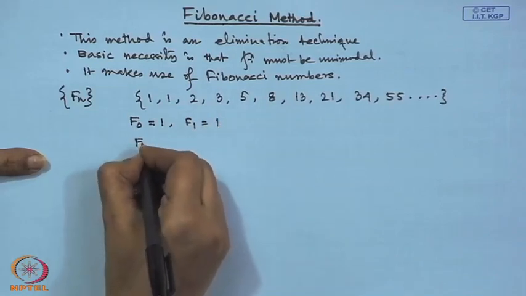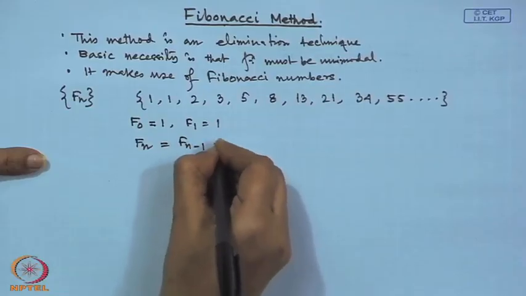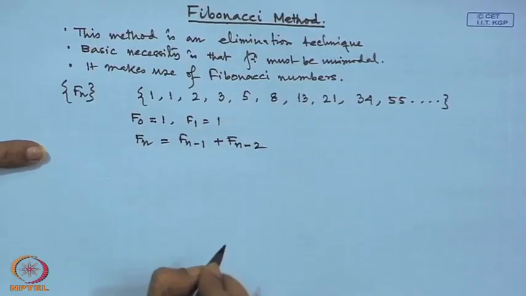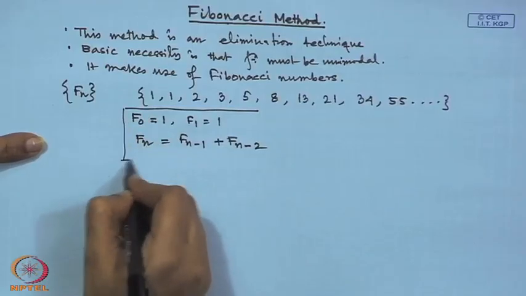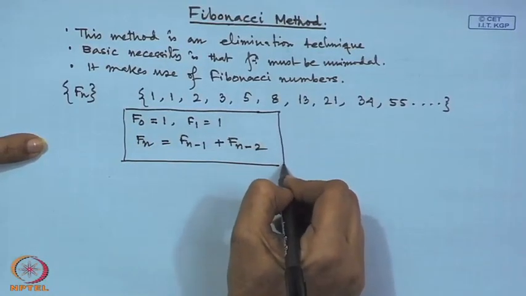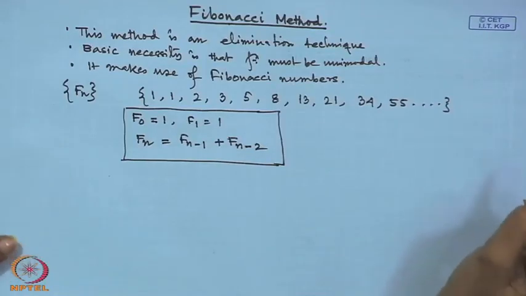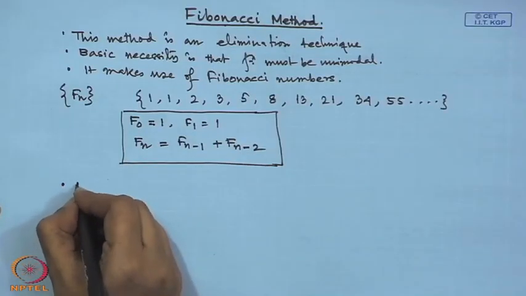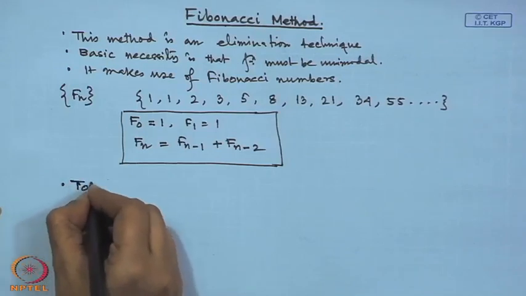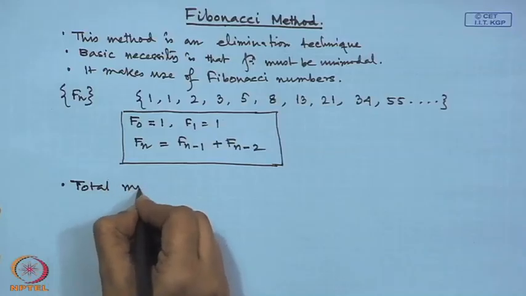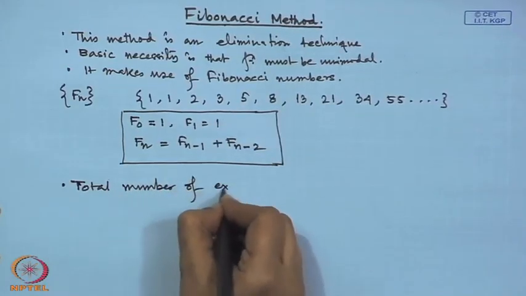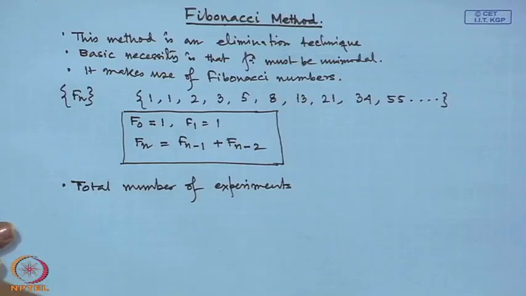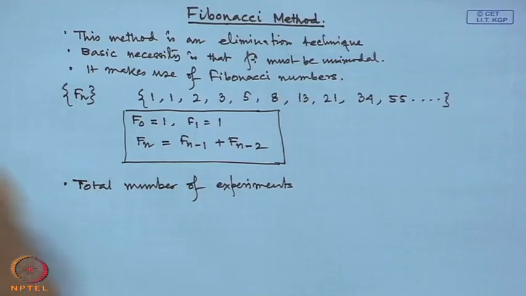Any other number is the sum of the previous two numbers. That is why Fn is equal to Fn minus 1 plus Fn minus 2. That is the beauty of the Fibonacci numbers, and we will use these numbers in the Fibonacci method. There is one good thing about this method: we have to say the total number of experiments before initiation.